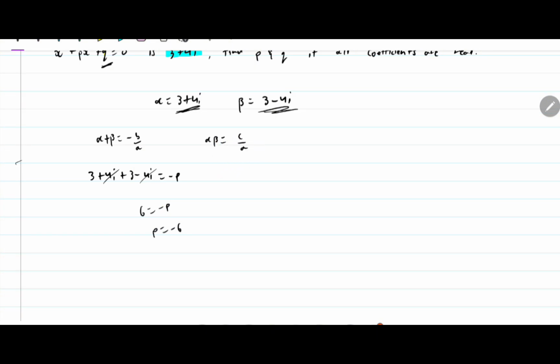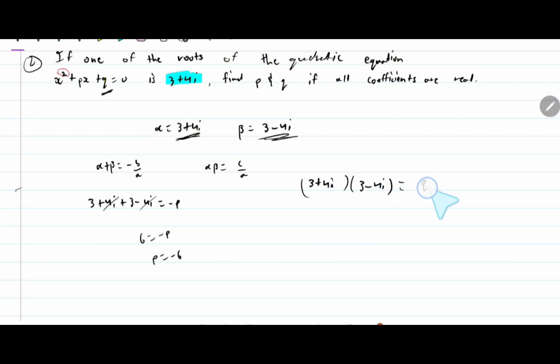Now to consider the product of the roots, we have alpha times beta, which is 3 plus 4i times 3 minus 4i, is equal to c over a. The c in this case is q. So I have q over the a, which is 1. So that's just q. And if you look at it there, this is the factorized version of the difference of 2 squares. So my result when I multiply should be 3 squared minus 4i all squared is equal to q.